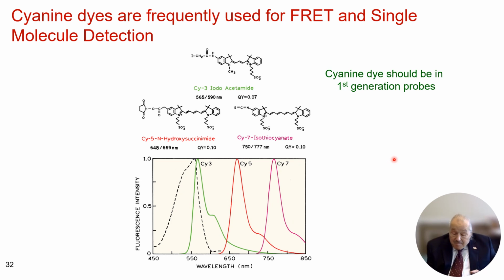Cyanine dyes. I should have put cyanine dyes in with the first generation of fluorophores, but it just made things too complicated. These were used very early on for two types of experiments, for FRET experiments and for single molecule detection. The fact that they're being used for single molecule detection tells you right there that they're photostable to a high degree, because in order to see one molecule, you have to be cycling it very fast, with very high intensity illumination.